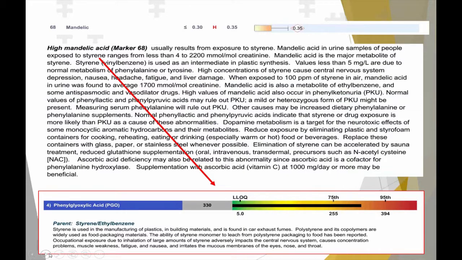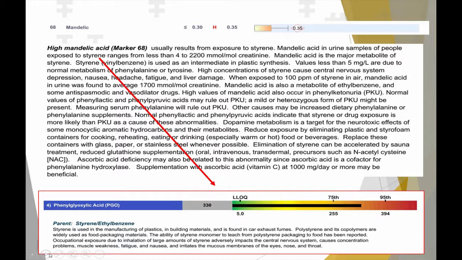Mandelic can come about for a number of reasons. One of the common causes of elevated mandelic is styrene exposure, styrene being found in plastics. So one of the additional tests to do in that is the GPL tox test, which we talked about earlier. You'll commonly find people actually have elevated levels of styrene. It also can be elevated in a situation of what's called PKU, phenylketonuria.